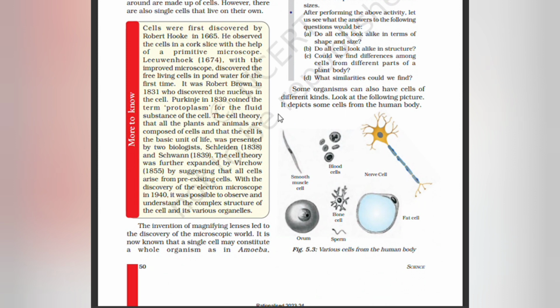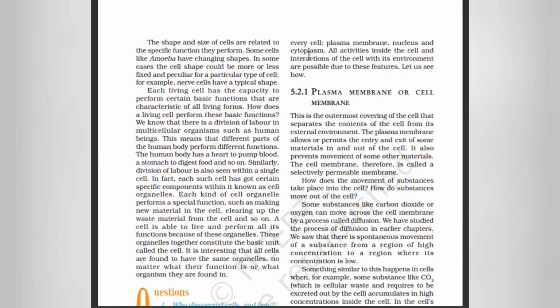Look at the following picture. It depicts some cells from the human body. Here we have a blood cell, smooth muscle cells, ovum, sperm, bone cell, fat cell, and nerve cell. The size and shape of the cells are related to the specific function they perform. Some cells like amoeba have changing shape. In some cases, the cell shape could be more or less fixed and peculiar for a particular type of cell. For example, nerve cells have a typical shape.